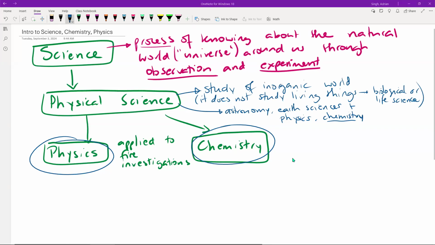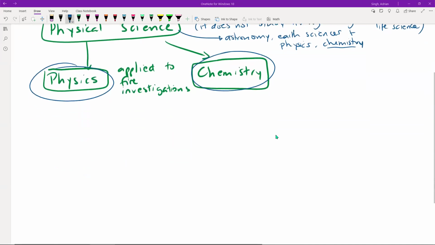So physics and chemistry are parts of physical science. Physical science itself is a branch of science generally. What's physics? What's chemistry? Well, you probably know a little bit about these already. When we talk about physics, what we're looking at here is the science that deals with the structure of matter. So we'll go over what matter is here in a second.